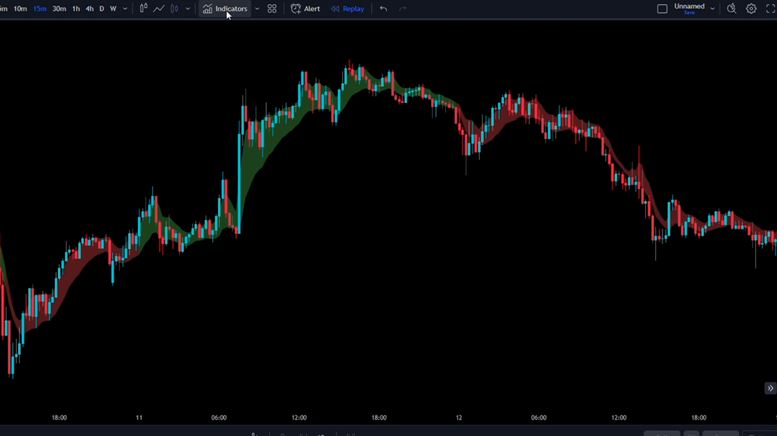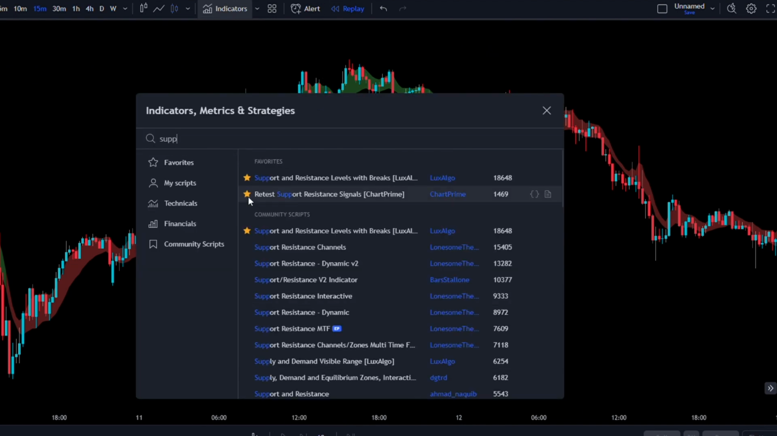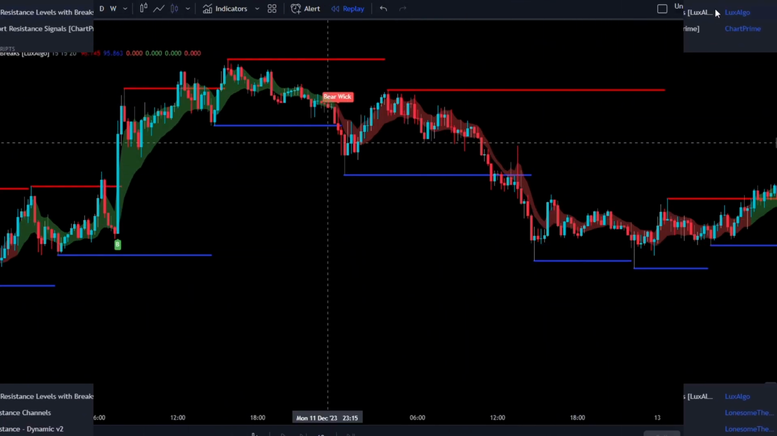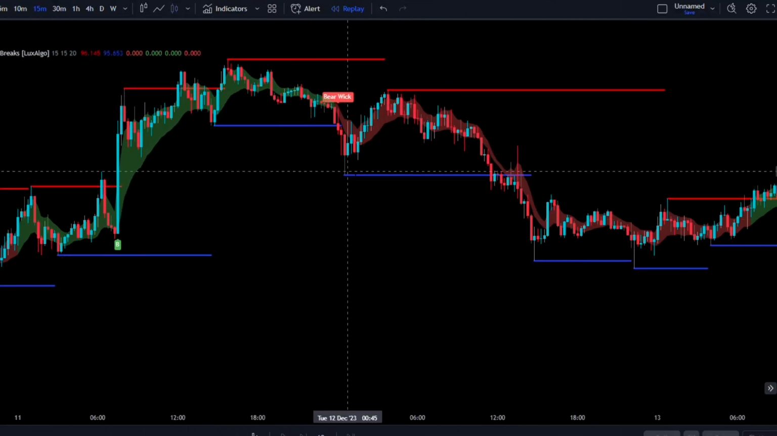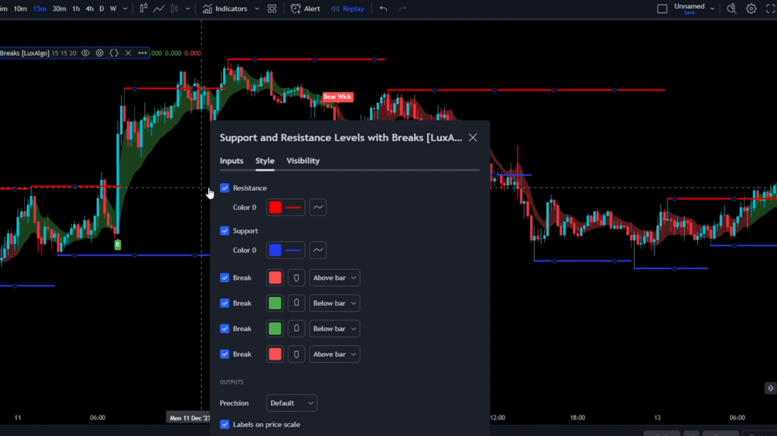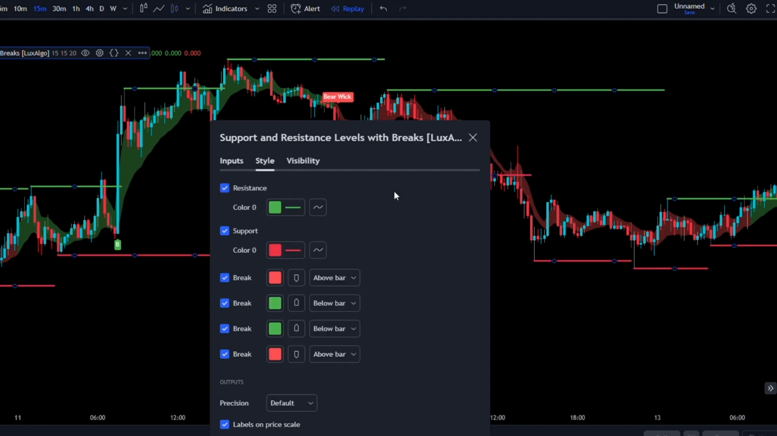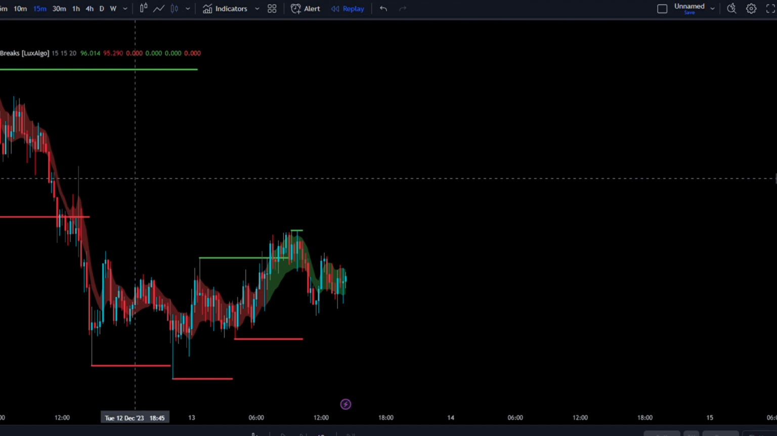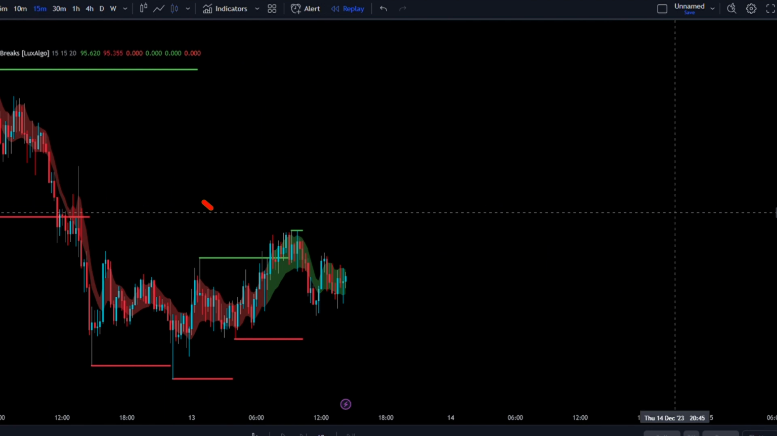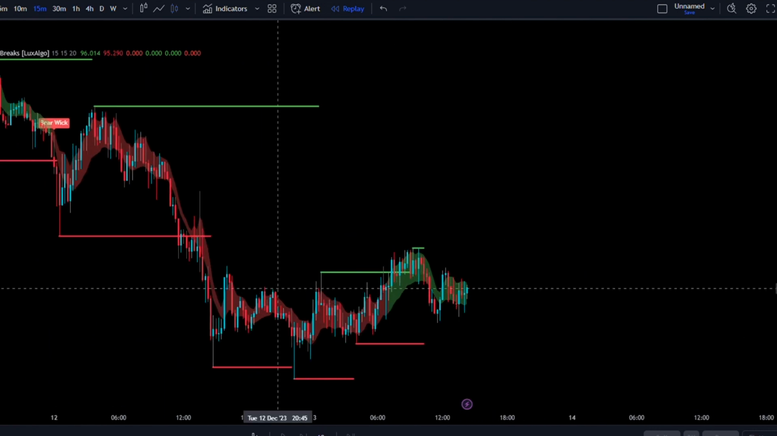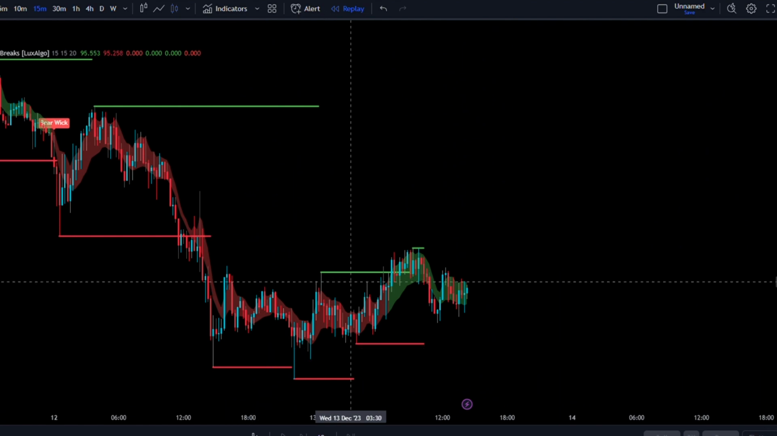So let's go and get the second indicator, and for this, we're going to need the support and resistance levels with breaks by Lux Algo. Now let's make some adjustments to this in the settings. Also, go to style, and we're going to change the resistance color to green, and the support color to red. In this strategy, this is going to be used for our entry signal. Once we see a clean break above the green line, that's a new valid signal to go long. And once we see a clean break below the red line, that's a new valid signal to go short.